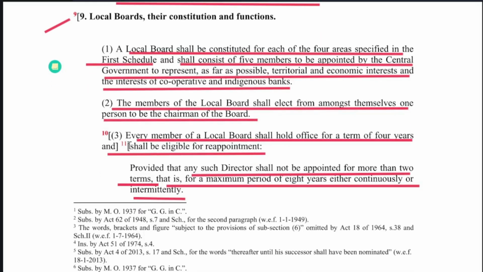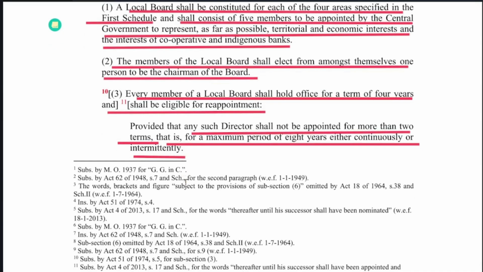Moving on to subsection 3, every member of the local board shall hold office for a term of 4 years and shall be eligible for reappointment, provided that any such director shall not be appointed for more than 2 terms, that is, for a maximum period of 8 years, either continuously or intermittently. The same logic that we have seen previously with respect to the central board of directors applies here as well.